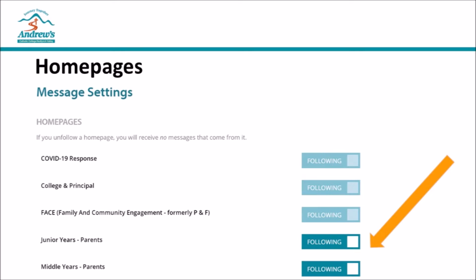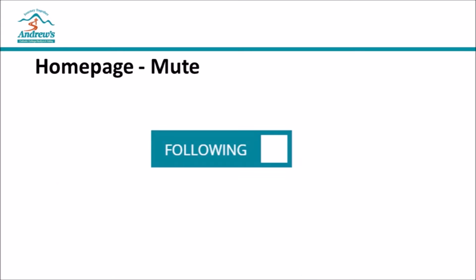Be careful with this though, as if you unfollow or mute a homepage, you will no longer receive the messages and communications sent out by that page. You may miss out on important information. Following and unfollowing a homepage is done by clicking on the follow box. It's a simple toggle box that usually starts on following. If you click on it, it will turn to muted. If you've muted a homepage and you want to go back to following that page, clicking on the toggle box again will change it back to following.